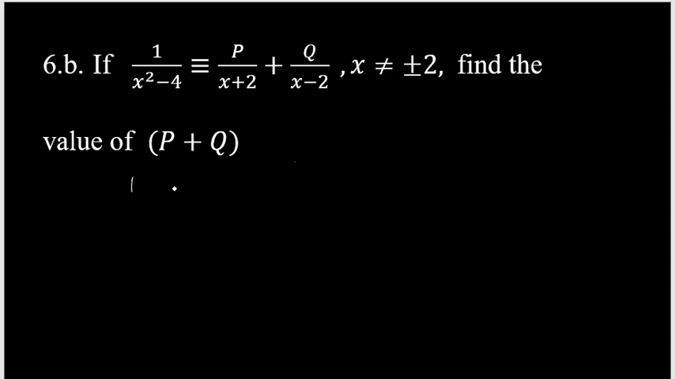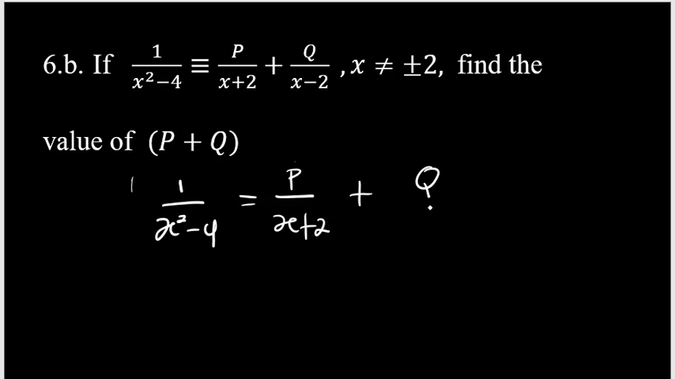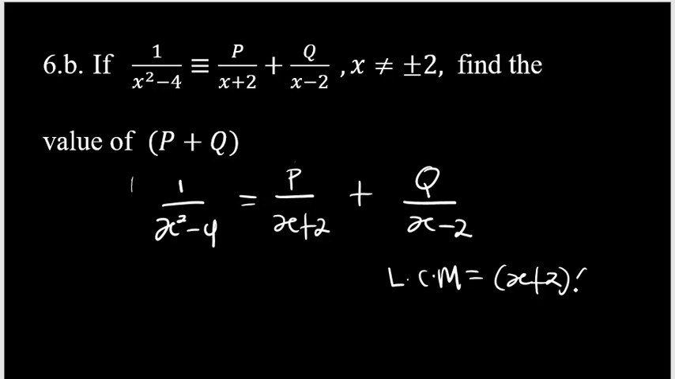Okay, so we have 1 over x squared minus 4, and that is equal to p over x plus 2 plus q over x minus 2. So the first thing we can do is we try finding our LCM, and the LCM is our x plus 2, x minus 2. Let's use the LCM to multiply through this equation.